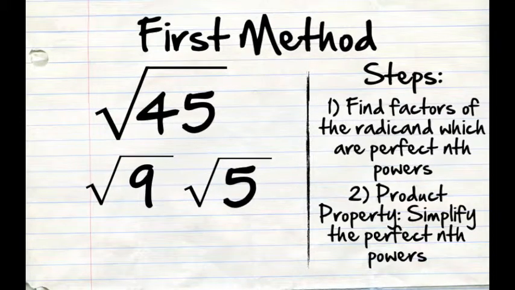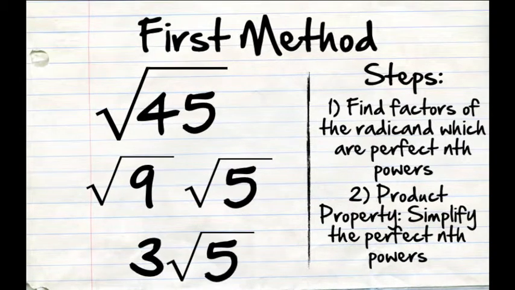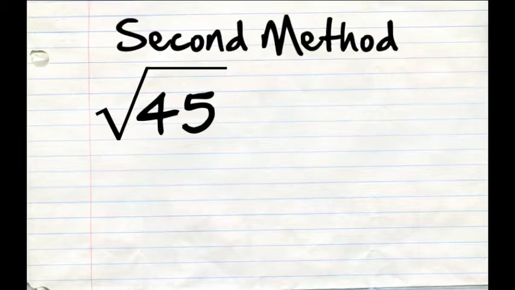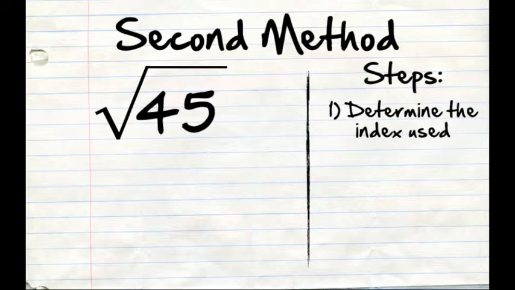The next step is to use the product property and then to simplify the perfect nth powers, which is 9, which will then become 3. This will then result to 3 square root of 5. The second method is somewhat similar to the first. The first step is to determine the index used. Always remember that if there is no index, it is automatically 2.